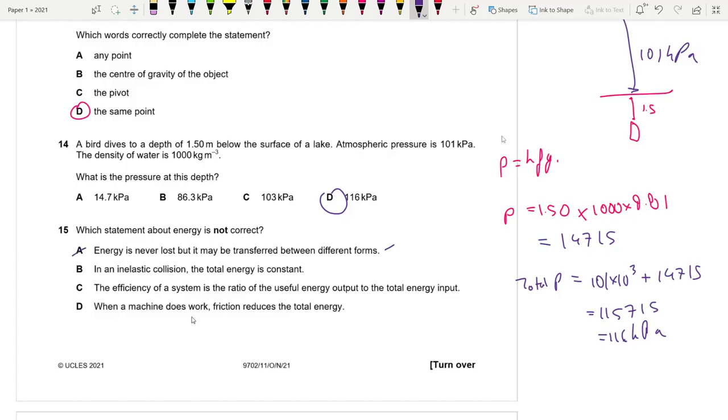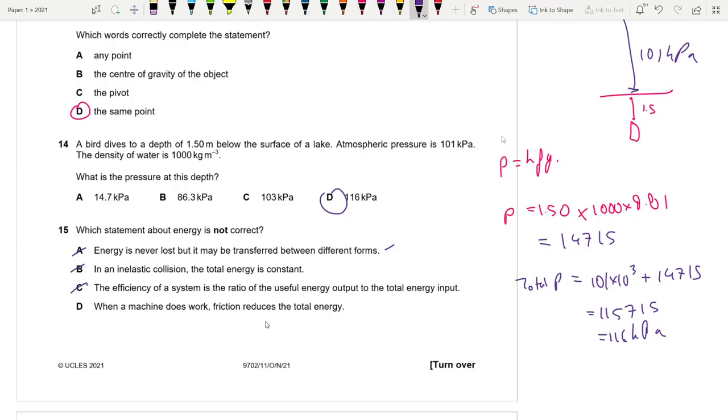In an elastic collision, the total energy is constant. Yes, kinetic energy is lost, but it may be converted to heat and sound energy, but the total energy is constant. So this is also true. For efficiency, the ratio of useful energy output to total energy input, this is also correct. So it's not the answer.